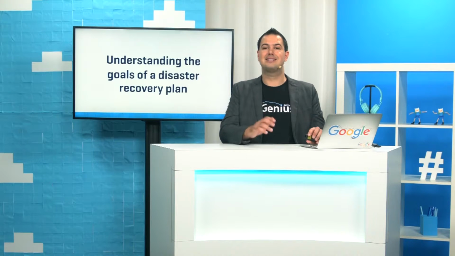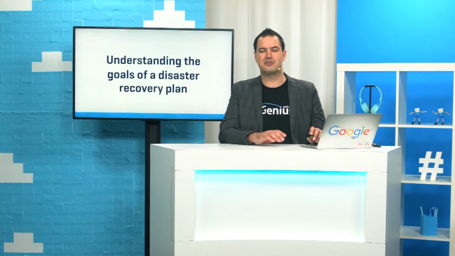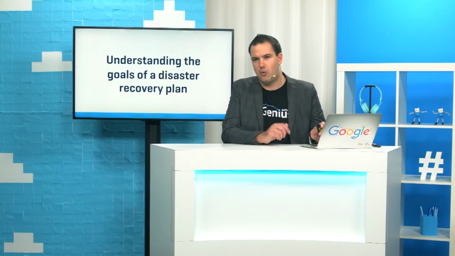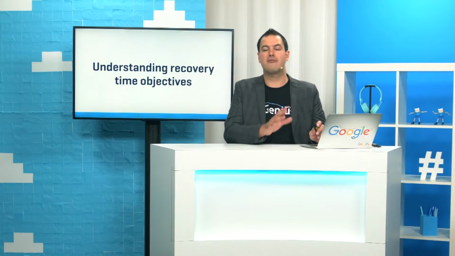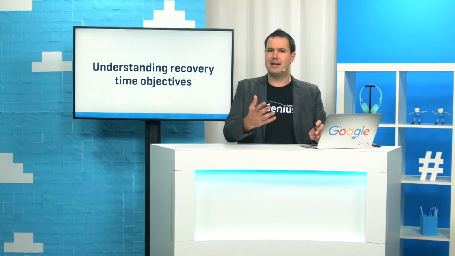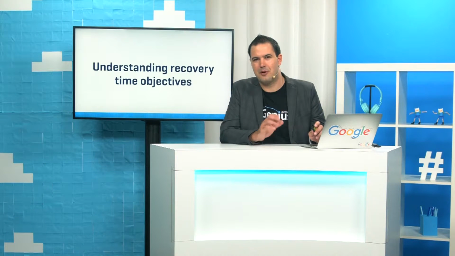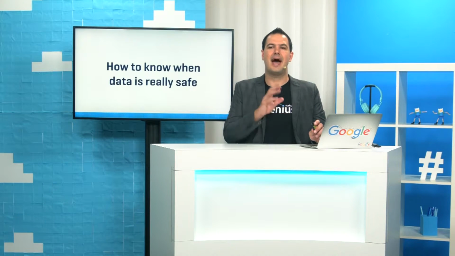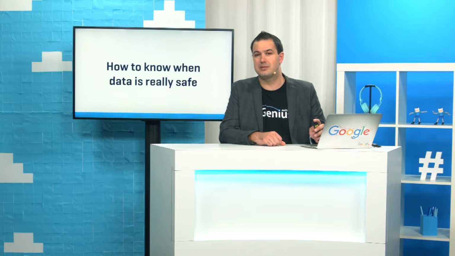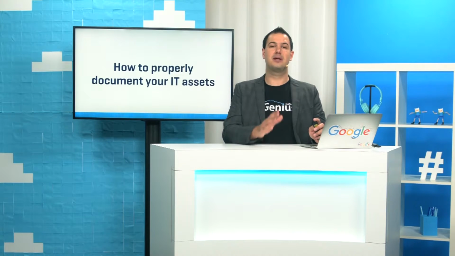So let's jump into what we're going to cover in this episode. First up, it's going to be understanding the goals of a disaster recovery plan. What exactly does it achieve? What does it need to do? Next up, recovery time objectives. So what do they mean? That's an interesting word. Well, we're going to go through that. Next, how to know when your data is really safe. How do we know whether or not our data is safe on the systems that we're using, and which systems can we trust? How to properly document your IT assets.